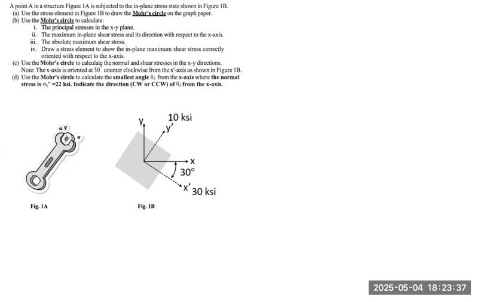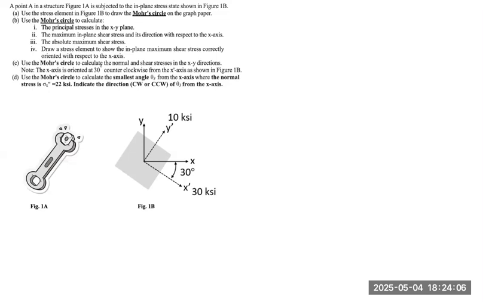Part A. Use the stress element in figure 1B to draw the Mohr circle on the graph paper, and use the Mohr circle to calculate: 1, the principal stresses in the xy plane; 2, the maximum in-plane shear stress and its direction with respect to the x-axis; 3, the absolute maximum shear stress; 4, draw a stress element to show the in-plane maximum shear stress correctly oriented with respect to the x-axis.